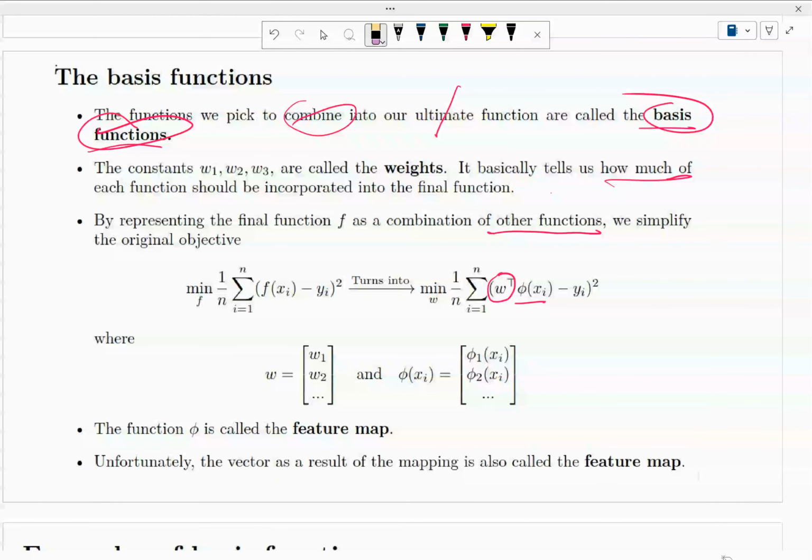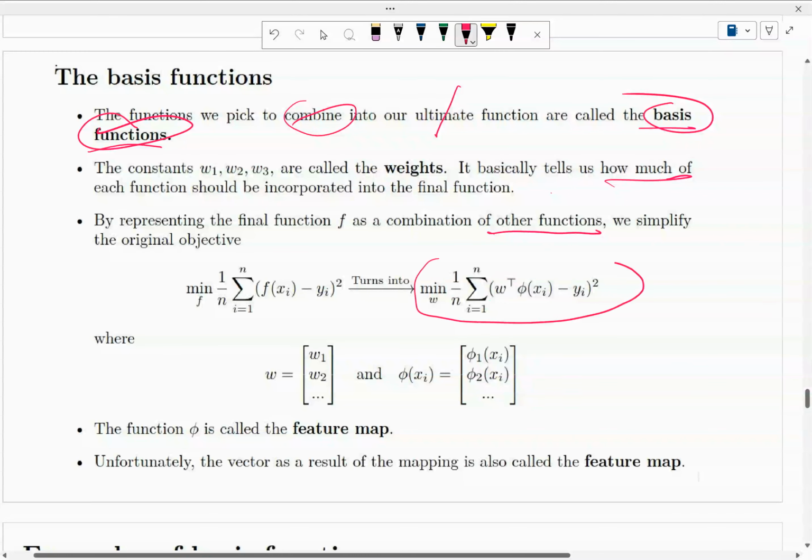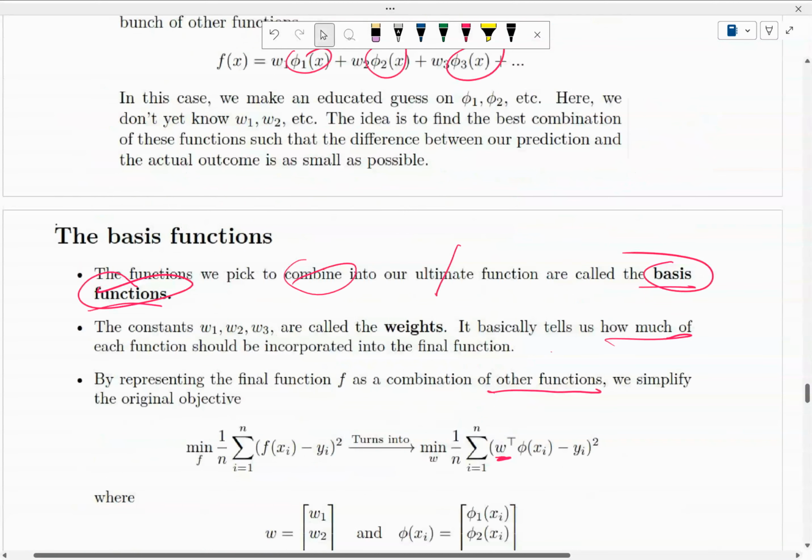And the weight tells us how important each one is. Now, this is a much easier function. Okay? So, the weight right here is a vector. Now, remember, we wrote it this way, right?